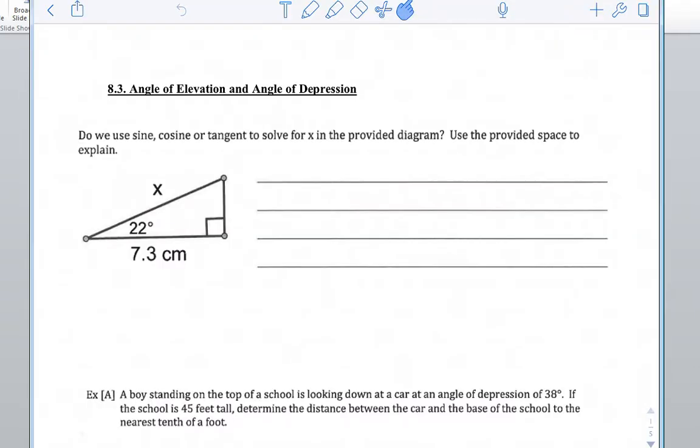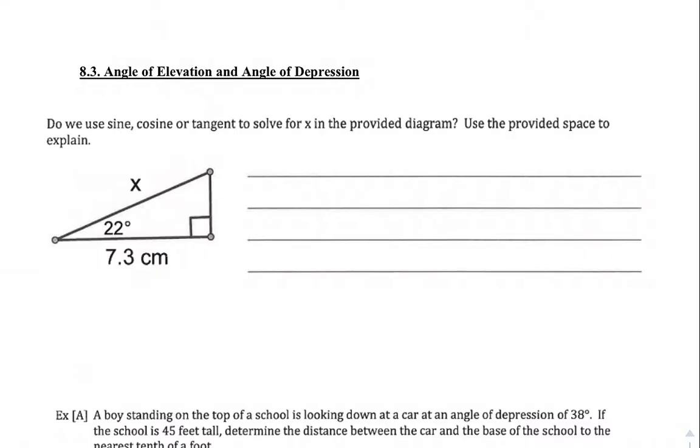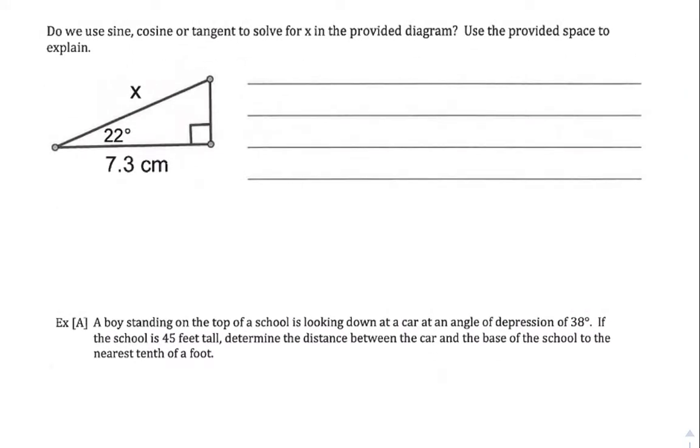Jumping to our notes now, we're going to take a look at angle of elevation and angle of depression. Angle of elevation means you're going up. The angle of depression, you're going down. I want you to take a minute and label this triangle. Are we using sine, cosine, or tangent? Just to get your math mind working. After you're done with that, jump down to the second example. For the first one, if you wanted to know the answer, you should be using cosine because you have your adjacent and your hypotenuse.